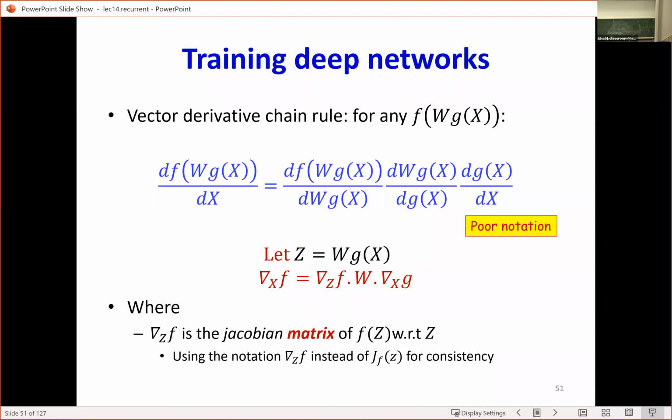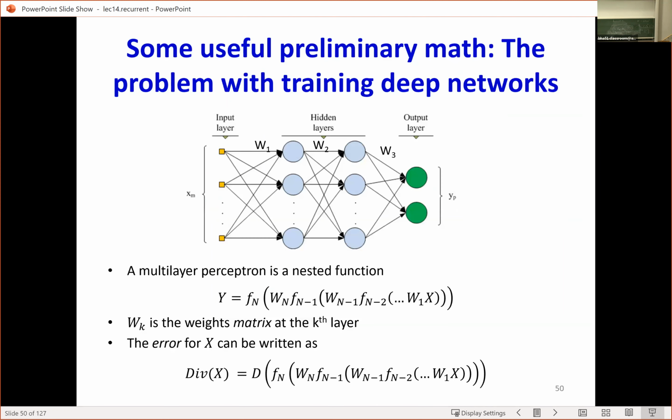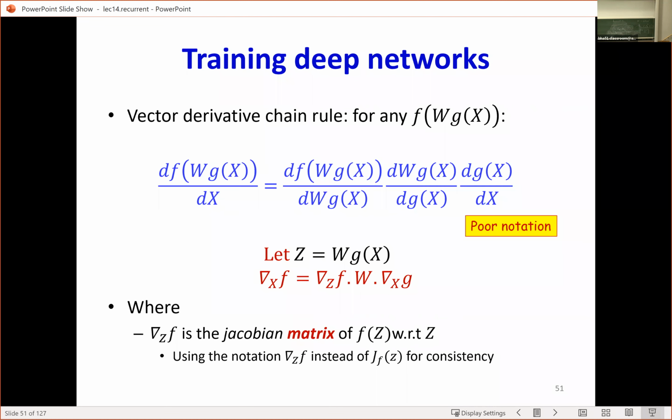And now here is a standard rule, the derivative chain rule for vectors. If I have some f of w of g of x, we're speaking of nested functions, right? Then the derivative of f with respect to x is going to be the derivative of f with respect to wg, times the derivative of wg with respect to g, times the derivative of g with respect to x. That's the standard chain rule, correct?